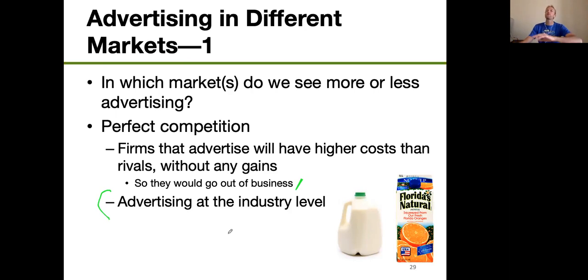So what is one of the most famous industry level advertisements? Milk, right? You see those milk mustaches that they paint on athletes and they say, you know, milk builds strong bones. There's also the industry level advertisement of beef. It's what's for dinner, right? So these are clues that they're advertising at the industry level, not to try to say that one firm has a better product than another, but just to make people aware of milk and beef and buy more of it, okay?